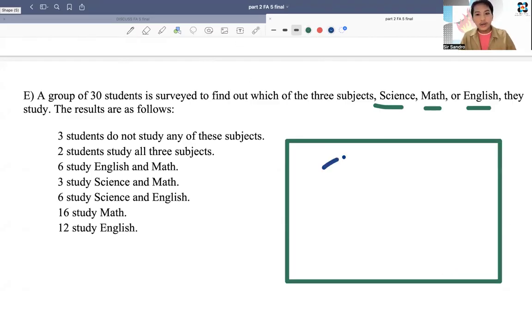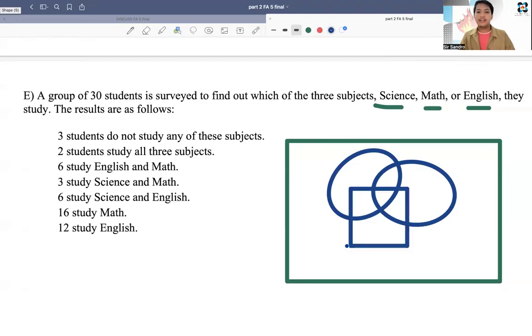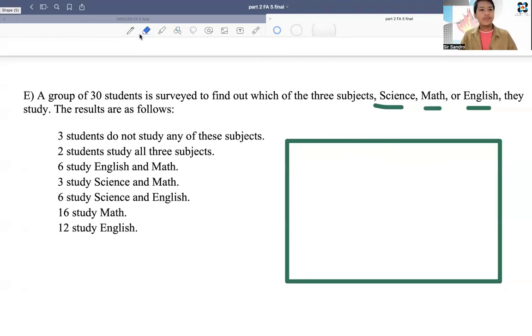I want you to get your scratch paper there. Don't be lazy. Practice is key in mathematics, right? You practice. You don't just watch Sir Sandro. Sorry. Okay, let's draw 3 circles. This one. And this one. Sorry, not perfect. Just bear with me. We're going to draw perfect circles.